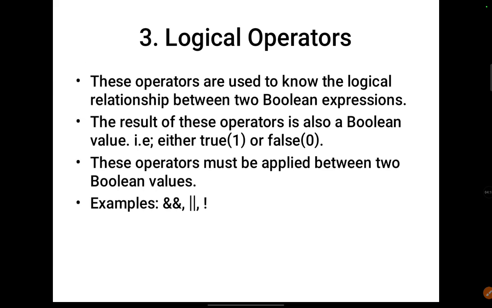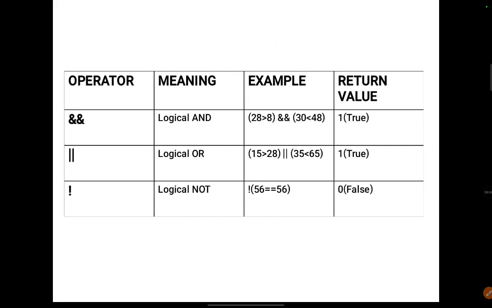Logical operators. These operators are used to know the logical relationship between two Boolean expressions. The result of these operators is also a Boolean value, that is either 1 (true) or 0 (false). These operators must be applied between two Boolean values. These are the Boolean operators.